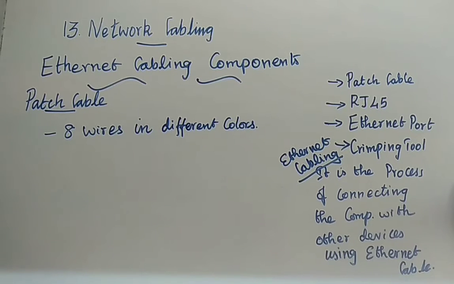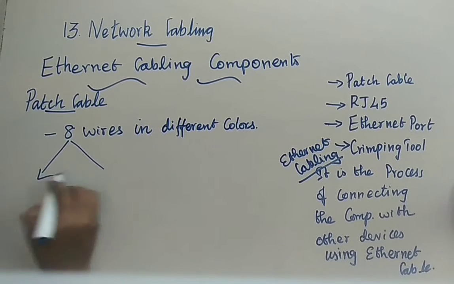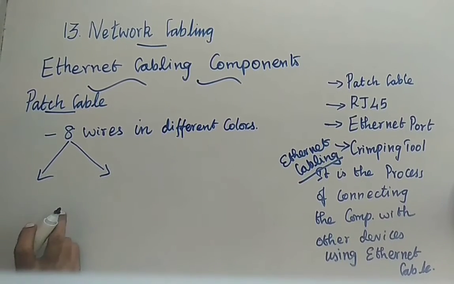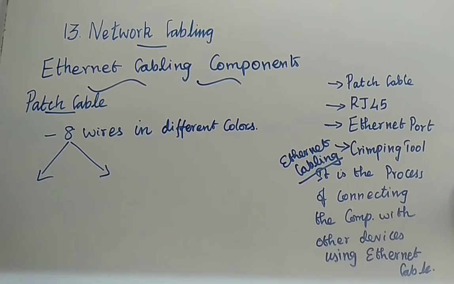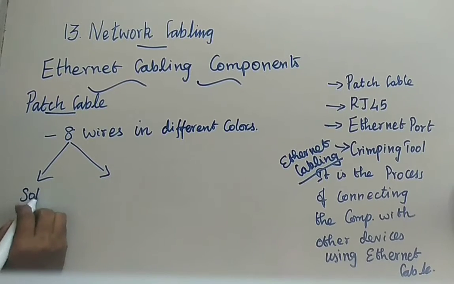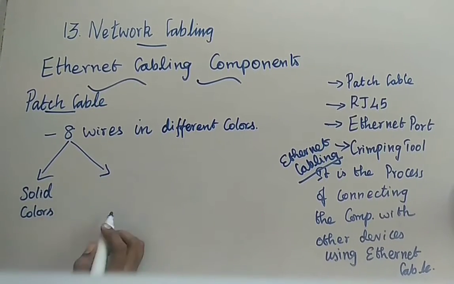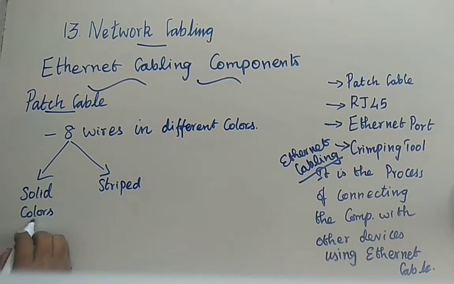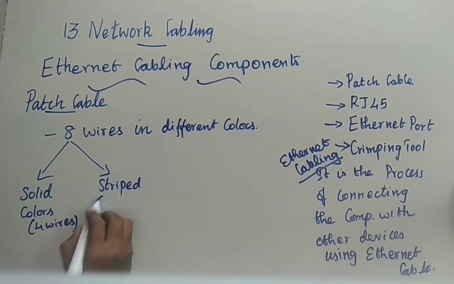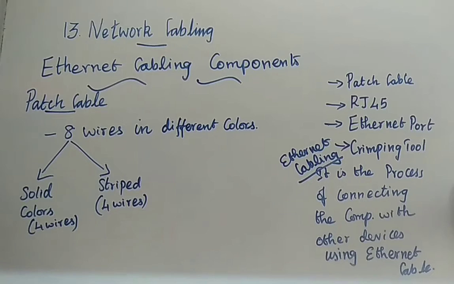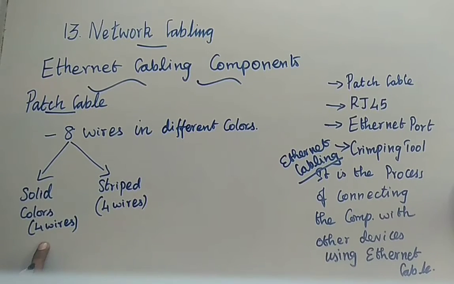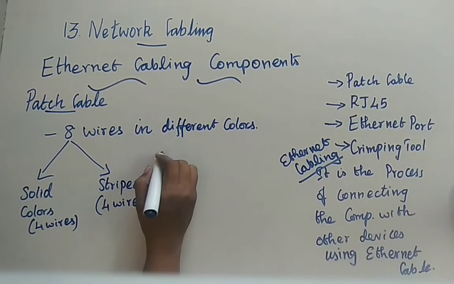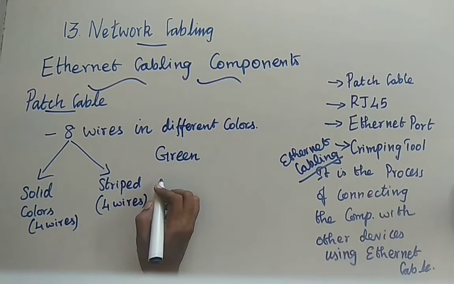Now we can see what colors you are having. So now we can separate them. In the case of 8 wires, the first set, 4 wires, is of solid colors, and the remaining 4 wires are striped. Striped means it is going to have some lines. So 4 wires are of solid color and the remaining 4 wires are striped. Next we can see the first set, the 4 wires of solid color. What are the colors? The first one is green. Next you will be having orange.